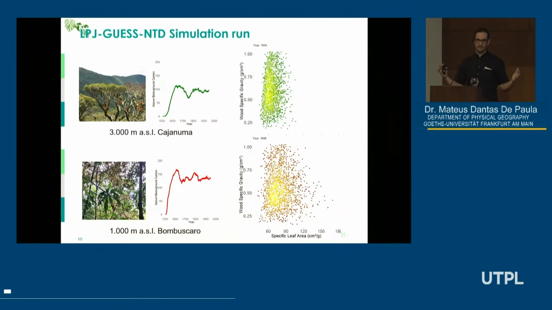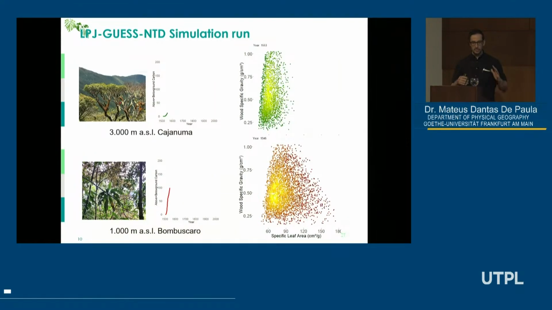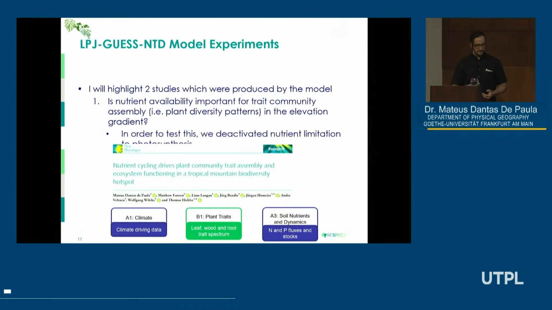So this is something very new for this region, and we can actually now simulate biodiversity in a much more realistic way. So what does this mean? Now let's do some experiments with this model. I will highlight very quickly here two of the experiments that we did. We have many others which we are working on.